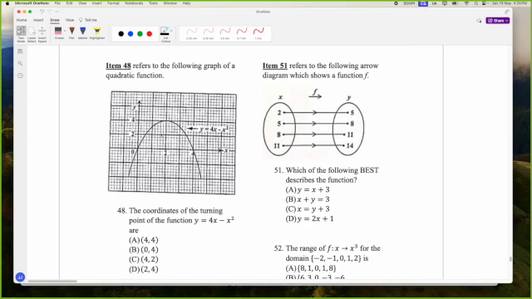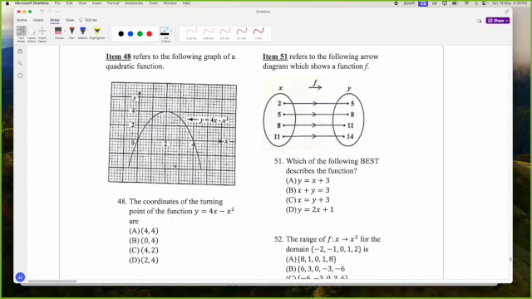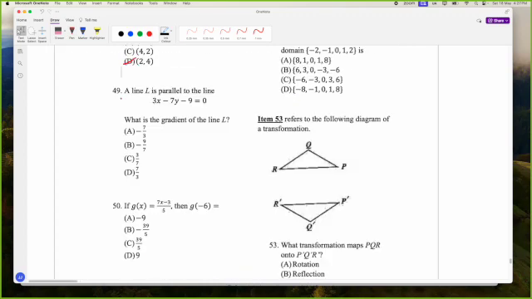48 refers to the following graph of a quadratic function. The coordinates of the turning point of the function is this here, which is (2, 4), which is D. The line L is parallel to this line. What is the gradient of the line L?